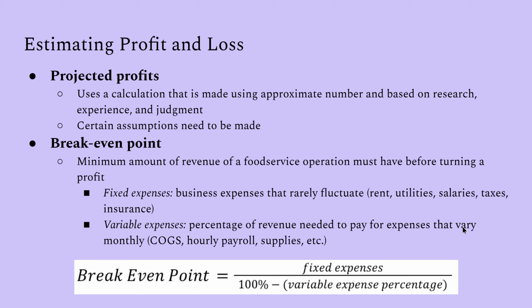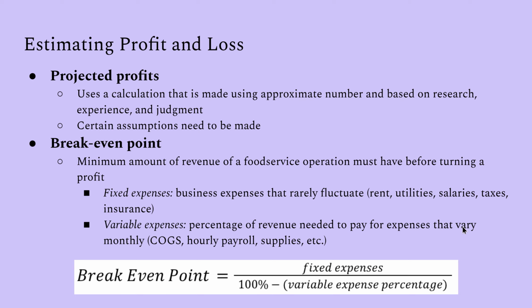So the key here is to look for your break-even point. This is the minimum amount of revenue a food service operation must have before turning a profit. So this is covering the fixed expenses and our variable expenses. The fixed expenses are the business expenses that are rarely fluctuating. So this is like rent, utilities, salaries for managers, taxes, and insurance. These are, like I said, not really changing.